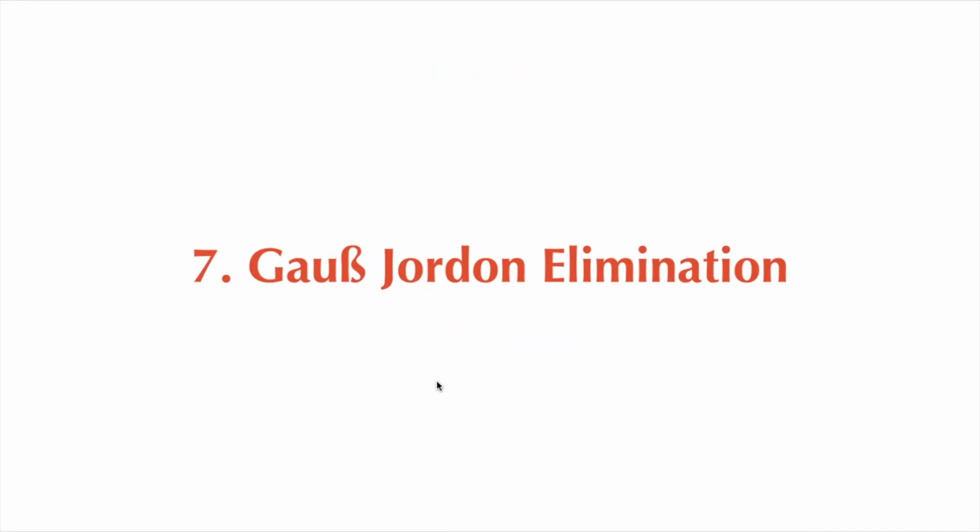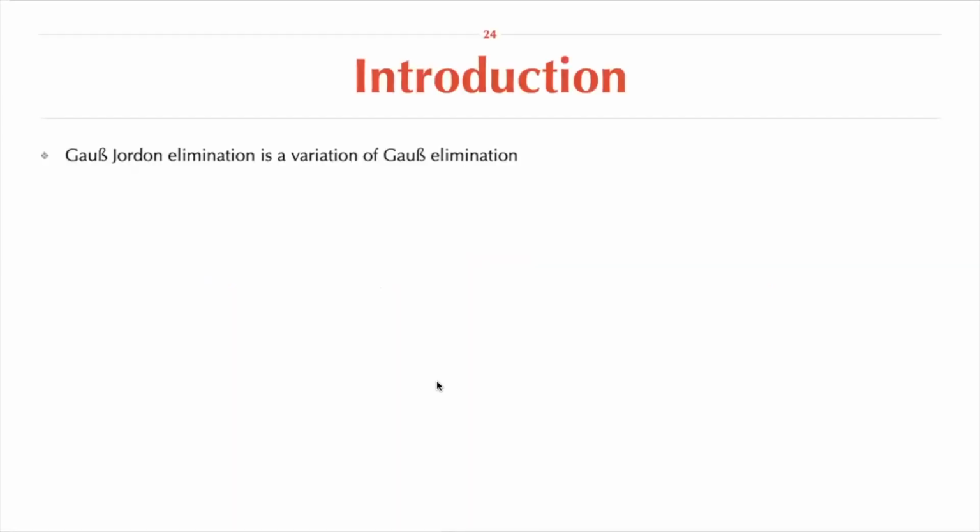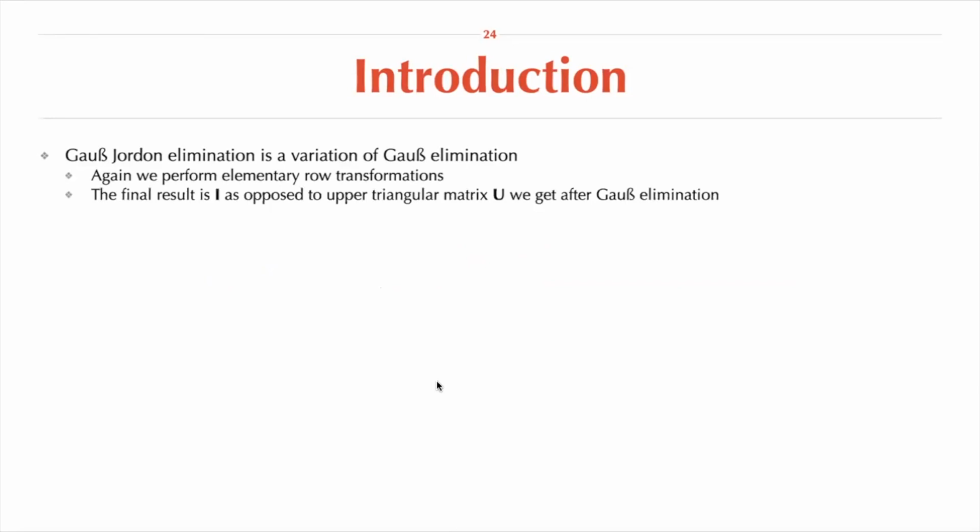So the second one is Gauss Jordan elimination. This is a variation of the Gauss elimination process. In this case also we perform elementary row transformations, but the coefficient matrix finally becomes an identity matrix, in contrast to the previous case where we obtain an upper triangular matrix.